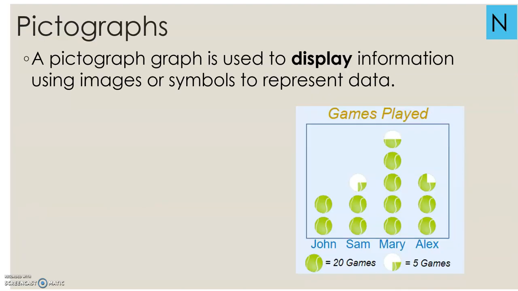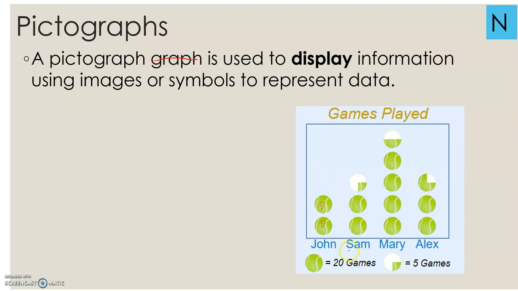Right? Okay, so pictographs. A pictograph, there we go, is used to display information using images or symbols to represent data. So in this case here, I've been told that each tennis ball is equal to 20 games. So for example, if I'm looking at John's data and how many games he's played, I would say that's 20 and another 20. So all up he's played 40 games.